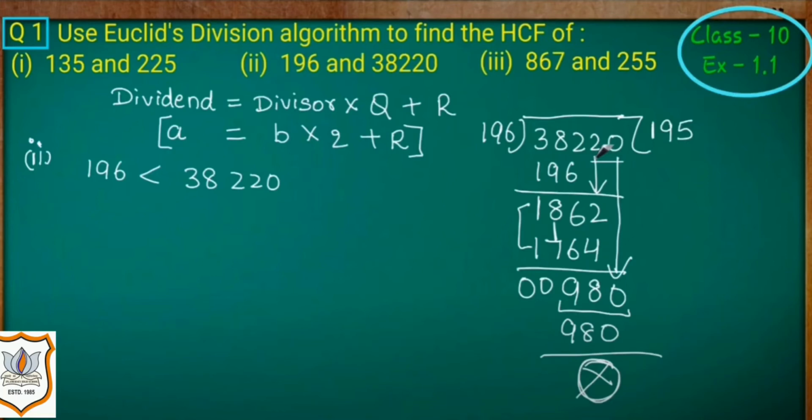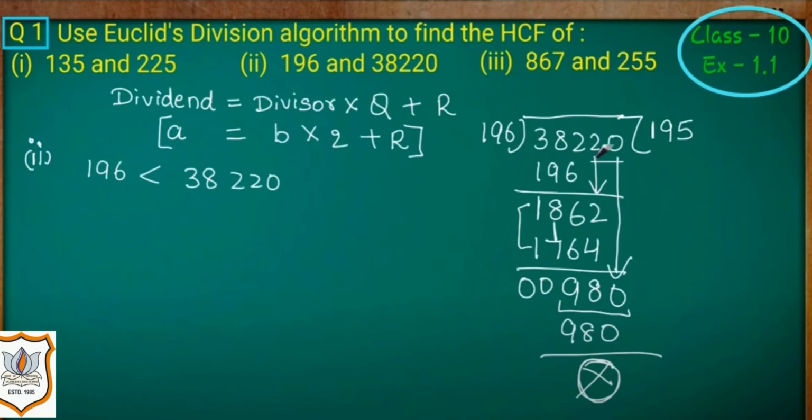So 1 into 196, we get the value 196. By subtracting 382 minus 196, I get the value 186. Now this 2 comes downwards. So I get a value equal to 1862.